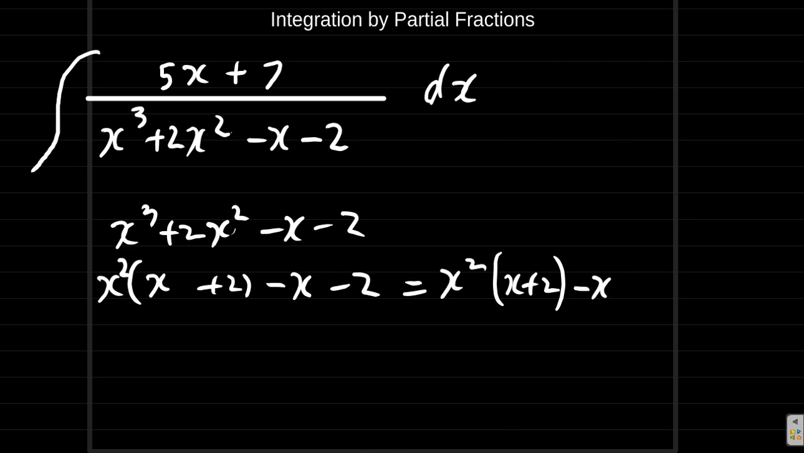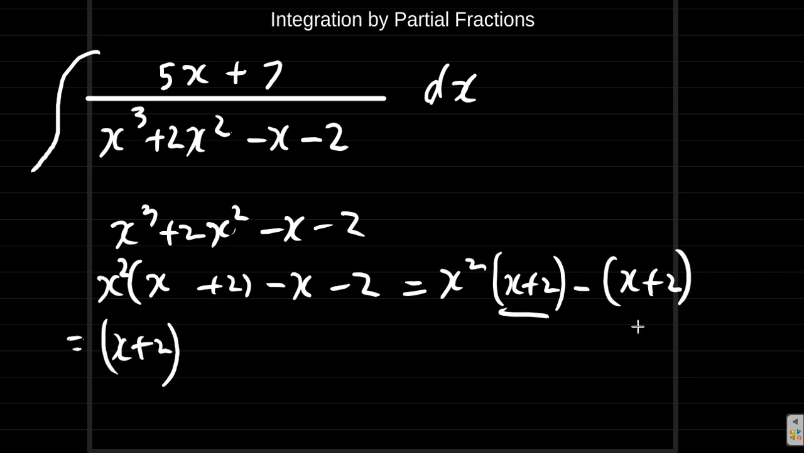minus open bracket x plus 2. See that? Alright. Now what is that equal to? Or we could factor out the x plus 2, as a common factor. X plus 2, because this x plus 2 here is a common factor here.